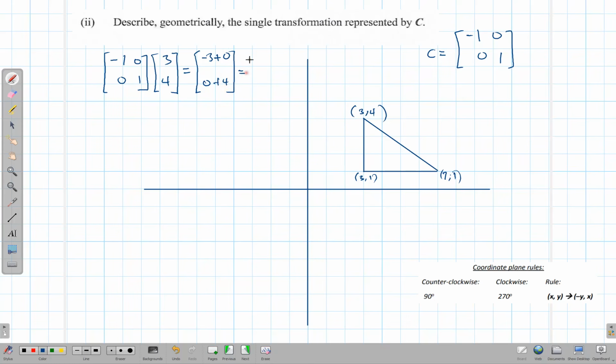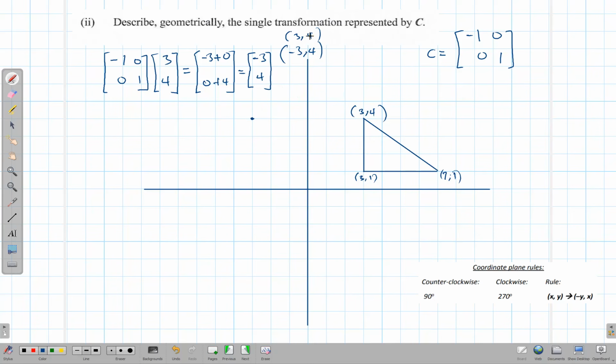So the matrix takes that point and gives us -3, 4, which we can write as a coordinate, (-3, 4). What it says is that the point that we chose, (3, 4), becomes (-3, 4). So we can write that in as (-3, 4) would be here. And because this is what it does to that point, it's going to do the same thing to the others.